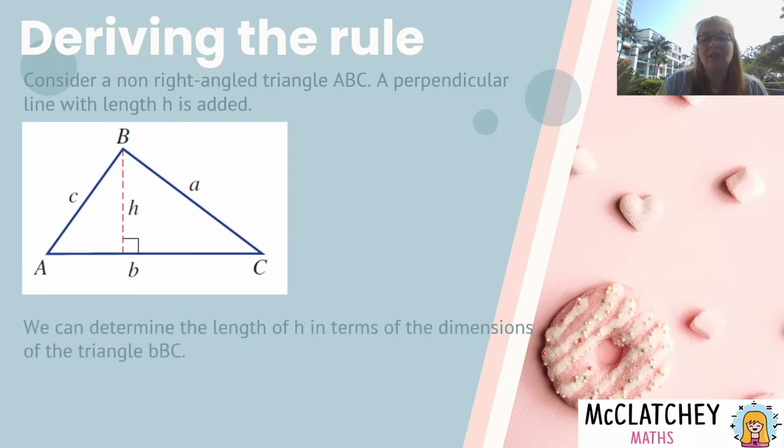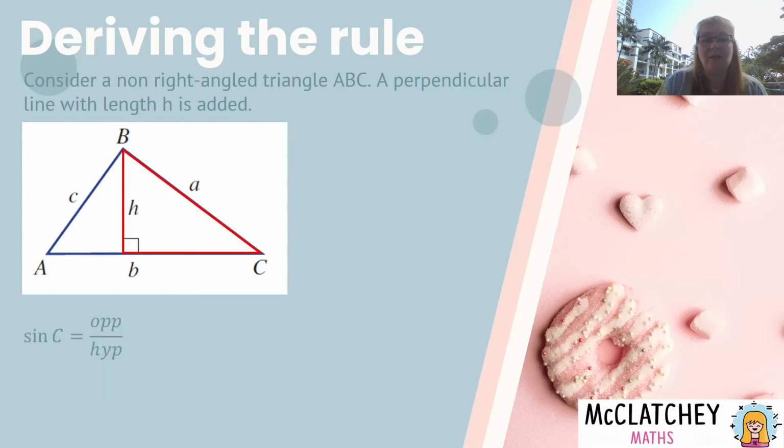Okay, but we can use some information about the triangles here. We can actually determine the length of h and work out that perpendicular height in terms of the triangle little b, capital BC, which is that triangle on the right hand side. It's a right angle triangle because we dropped a perpendicular line down. So let's find the length of h. So we know that sine of C is opposite over hypotenuse, and the opposite side is h and the hypotenuse is a. So let's rearrange this formula, transpose it to get h all by itself. h will be equal to a sine C.